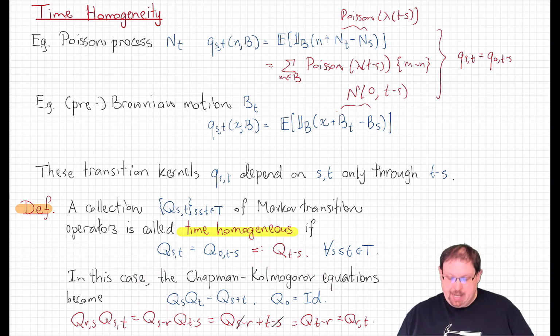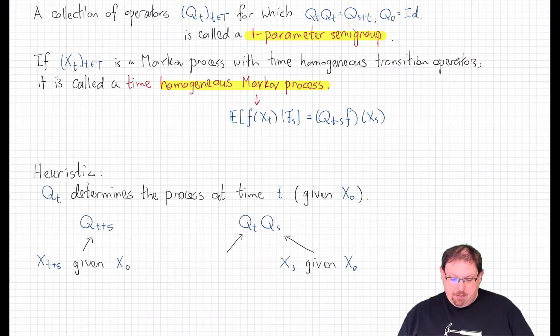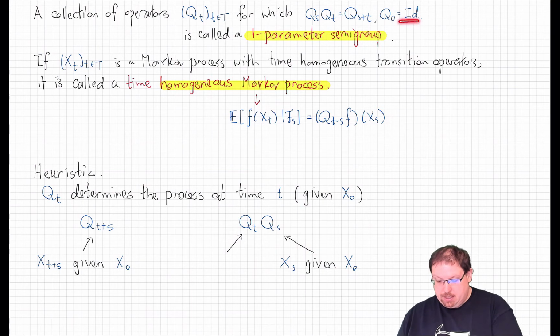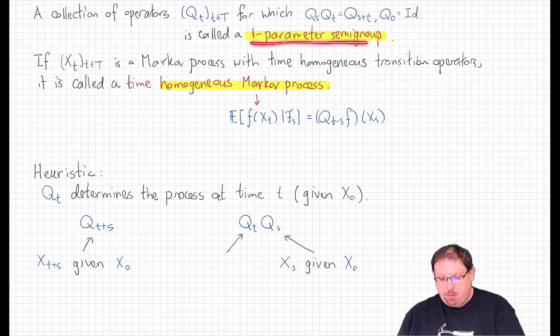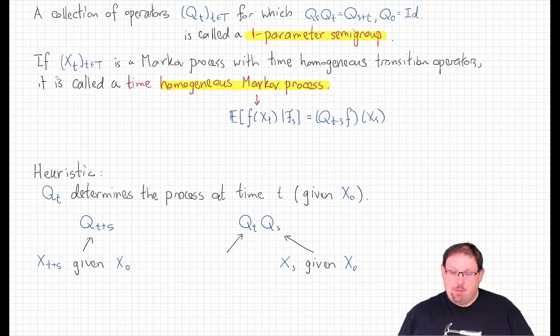Now this is a very succinct and intuitive property. In fact, it has a nice name. If we have any family of operators on some space that satisfies this property, that it starts at the identity and Q_{s+t} is Q_s times Q_t, we call that family of operators a one-parameter semigroup. Now, if we have a Markov process X_t whose transition operators are time homogeneous, then we call it a time homogeneous Markov process.